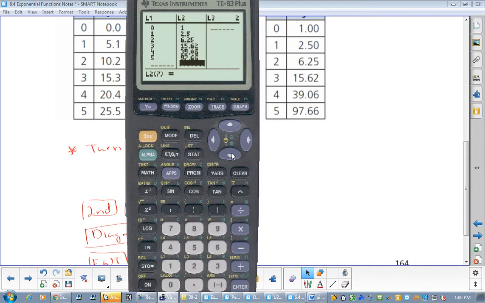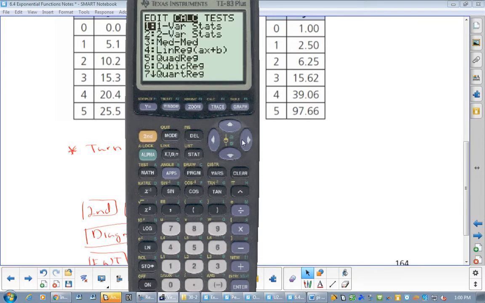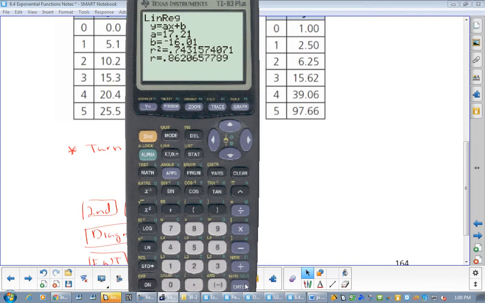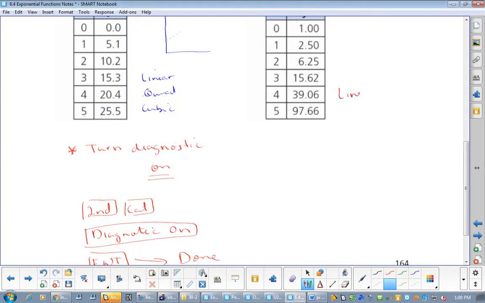Now, like I've said, I hope that when you get a regression question, you're just like, oh geez, one of these. Routine. Put it in, get the answer. So we always want to start: I'm going to go stat, calc, and start with linear regression. For linear, r squared was 0.74.